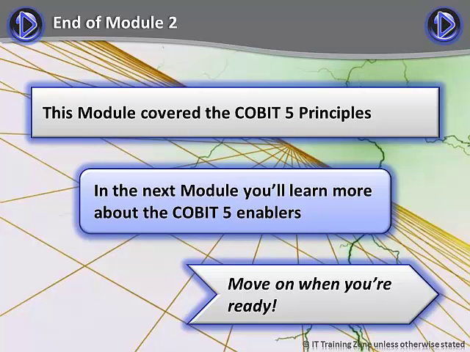That completes this lesson about COBIT Principle 5, Separating Governance from Management. It also completes Module 2. When you're ready, you can go on to the next module, Module 3, where you'll learn more about the COBIT 5 enablers.